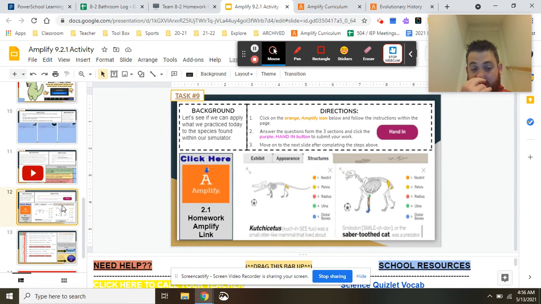We're going to be diving into our Amplify page and following the instructions, and we're going to be looking to compare these species that we saw here, the Cuchicitas and the saber-toothed tiger, and looking to see if their environment and how they live can help explain some of the similarities and differences within their structures.